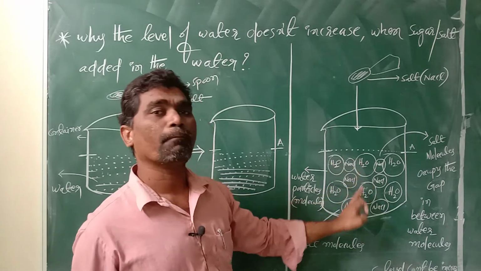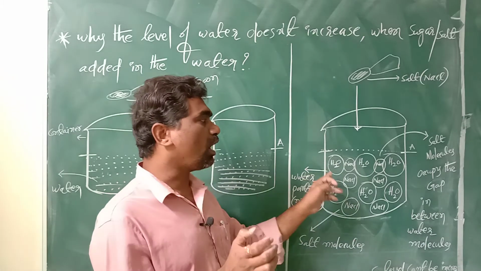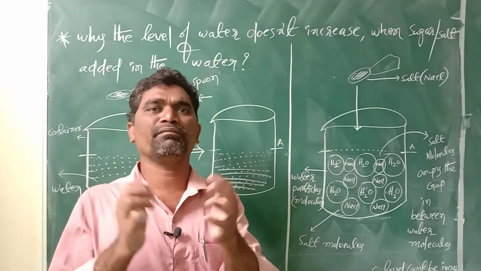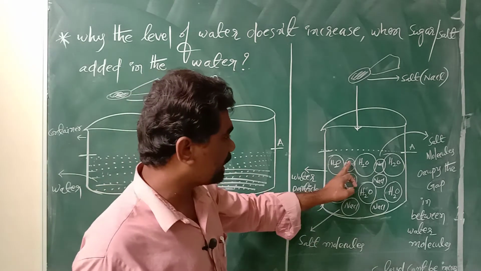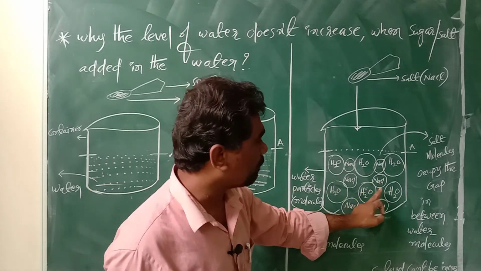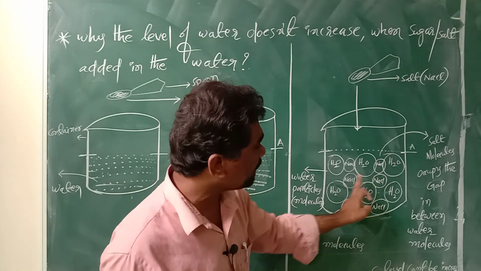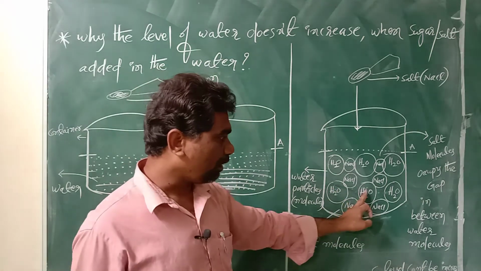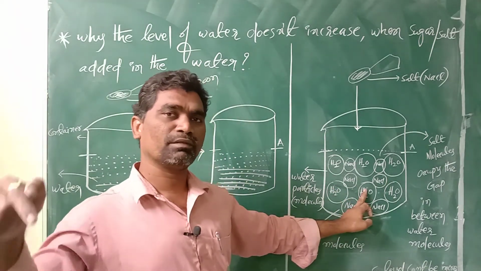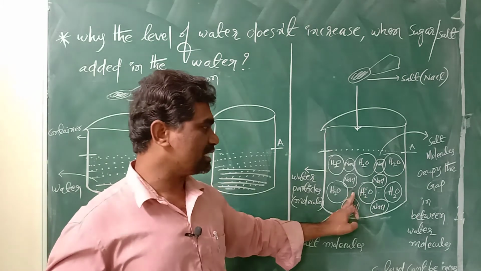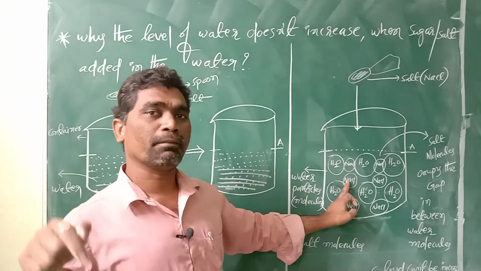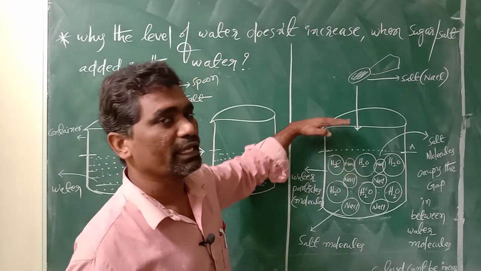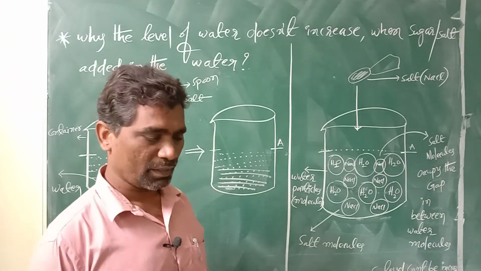the water molecules. Water being a liquid, it will have some gap between the molecules. So here there is a gap between the water molecules. The gap between the water molecules is being occupied by the molecules of the salt. The gap between the water molecules is being occupied by the sodium chloride molecules, nothing but molecules of salt. So that's why the level of water will not increase. Okay, so this is the main reason.